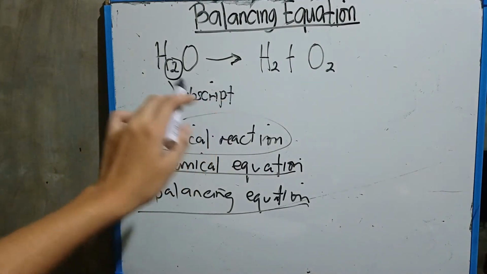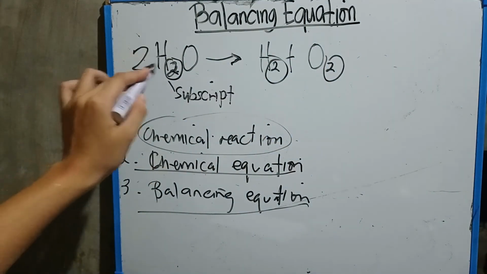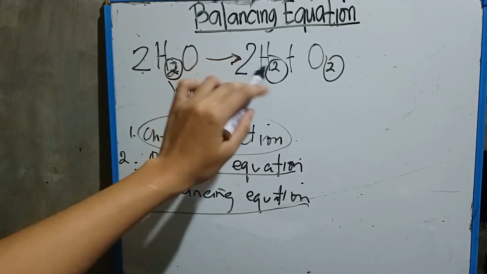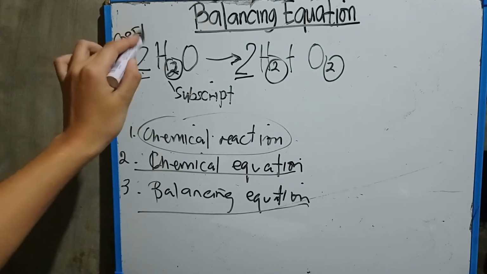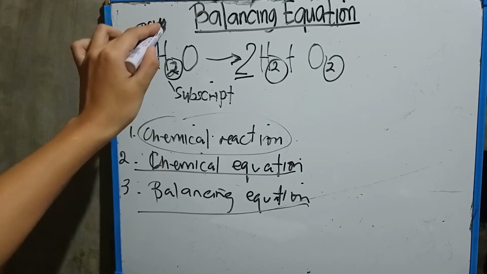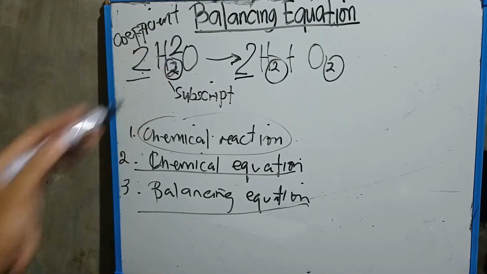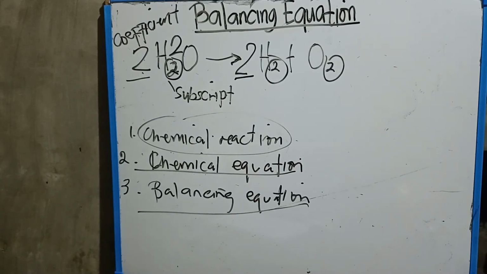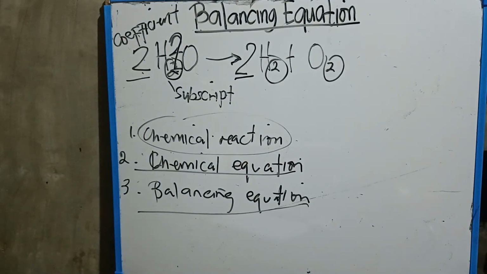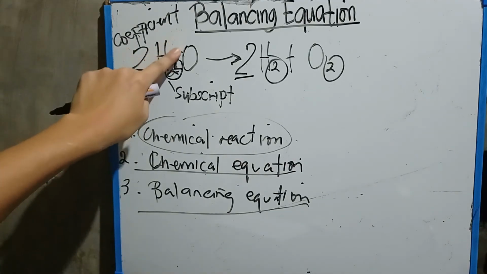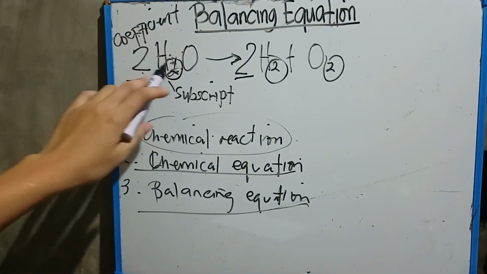Just like this one, this number here is called a subscript. If you put a number in front, it is called the coefficient. So this is the coefficient. You cannot write a coefficient between the elements of a compound. If you write 2 between a compound, it is already wrong. You must write the coefficient before the first element of a compound, just like the water.